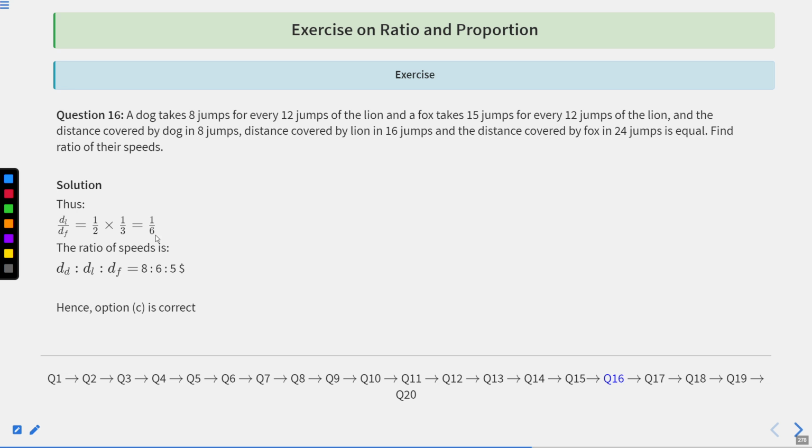So DL upon DF is equal to 1 upon 6. So the ratio of speed will be 8 to 6 to 5. So the option correct here is option C.